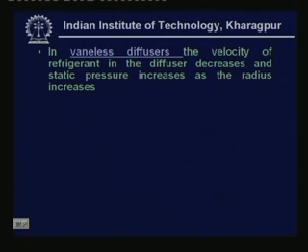In vaneless diffusers, the velocity of refrigerant in the diffuser decreases and static pressure increases as the radius increases. So remember that the principle of the diffuser, as I said, is to convert the velocity pressure partly into static pressure. How do you do this? How do you convert the velocity pressure into static pressure? You have to reduce the velocity smoothly in such a way that the velocity gets converted into static pressure rise.